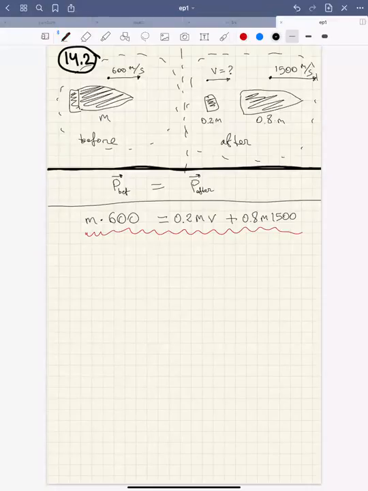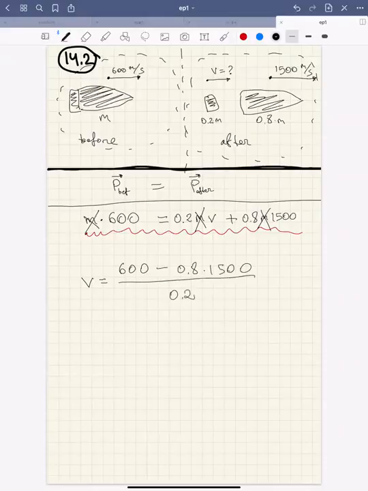First of all, you can immediately see that mass cancels out, because every single term in this equation has mass, so we can just cancel it out. And then you can easily solve this equation. The solution is v equals 600 minus 0.8 times 1500, divided by 0.2. So that's your velocity. I'm not going to solve this completely. You can get the number, and whatever number you get will be the velocity of the cargo in meters per second after the ejection.